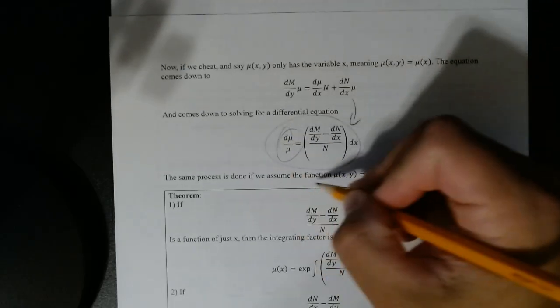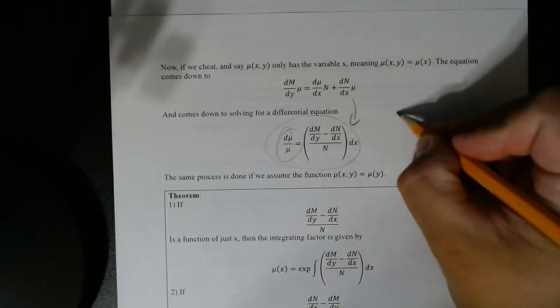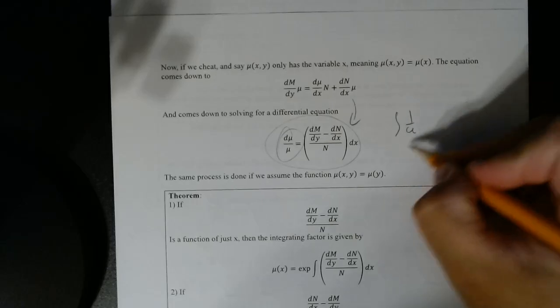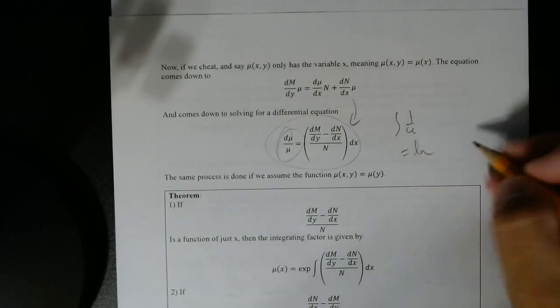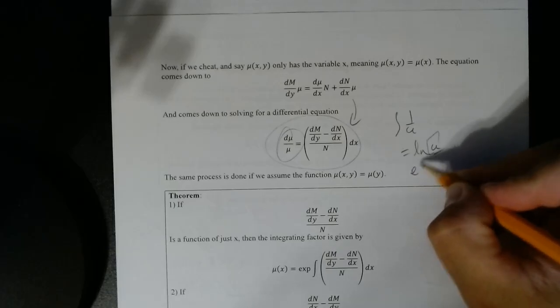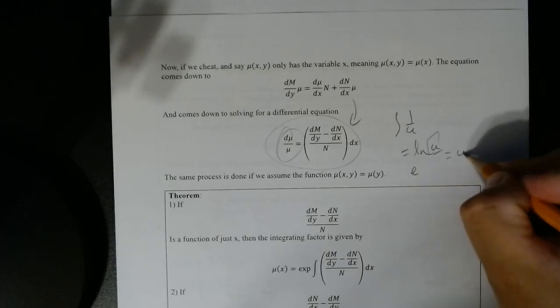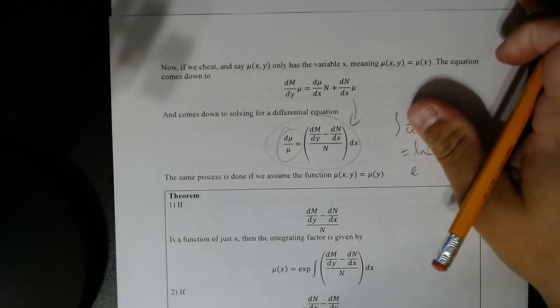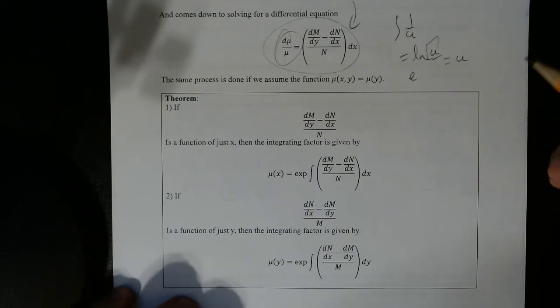Now, we already know this. If you take the integral of both sides, this is just 1 over u, which is going to be natural log. Since I want to solve for u, I take e to that power. Those cancel, and I just get u. So really, we get the actual theorem here.